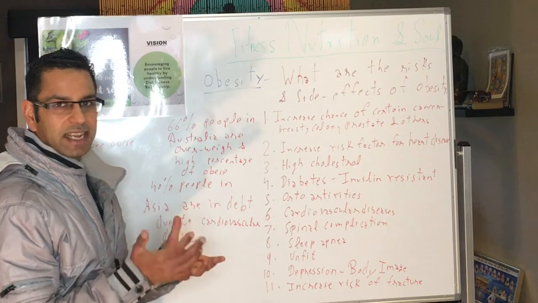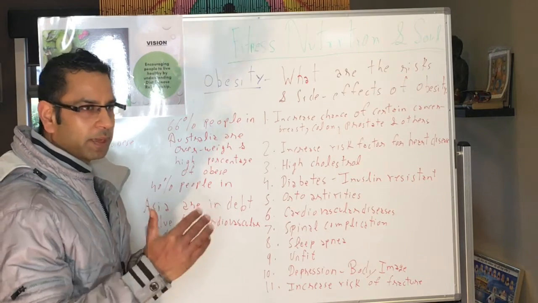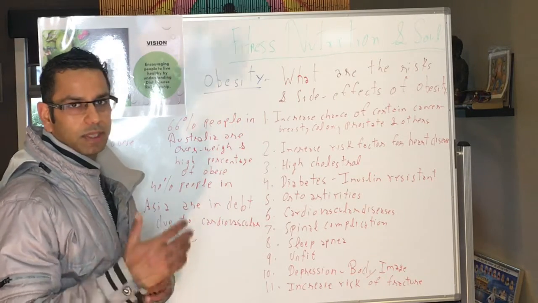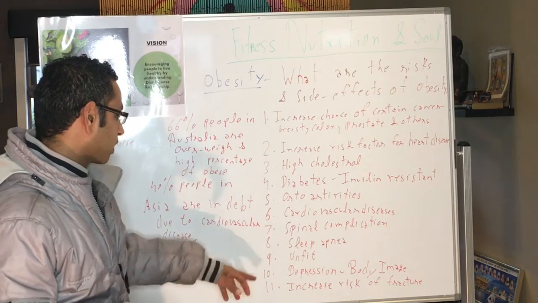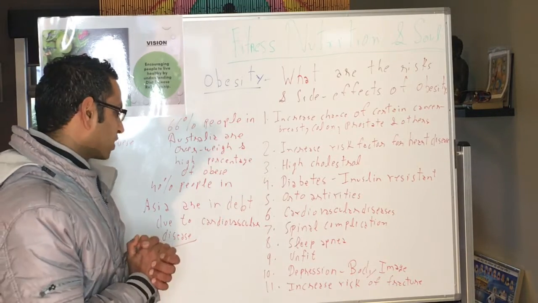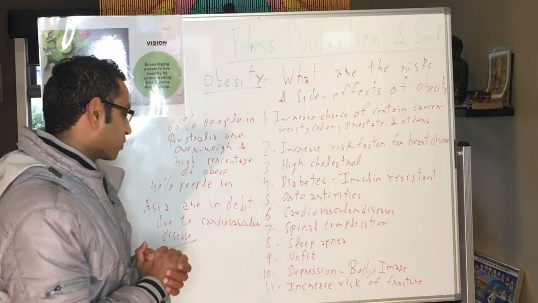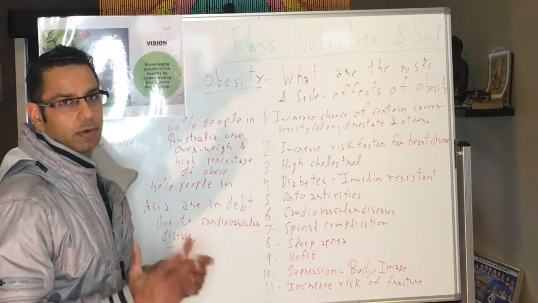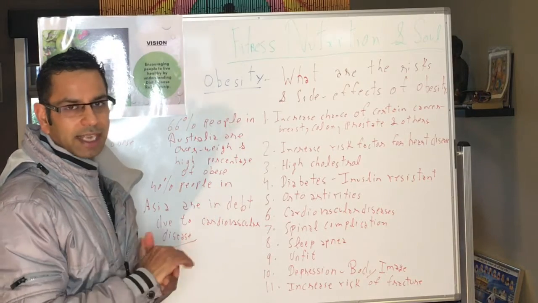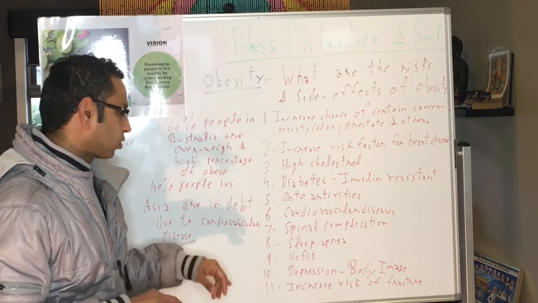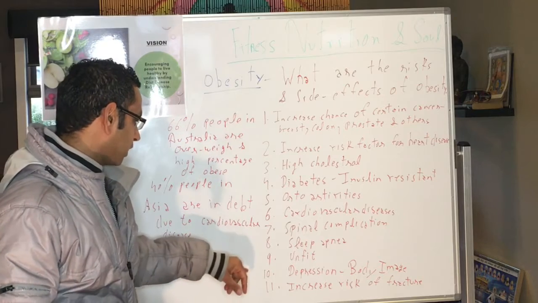The eighth one is sleep apnea. In people who are very obese, it can interfere with breathing during the night time, and that can cause sleep apnea. Of course, the ninth one is being unfit. That's the obvious one: if you're really obese, you would be really unfit, and it can even get to the point where it affects your daily activities.